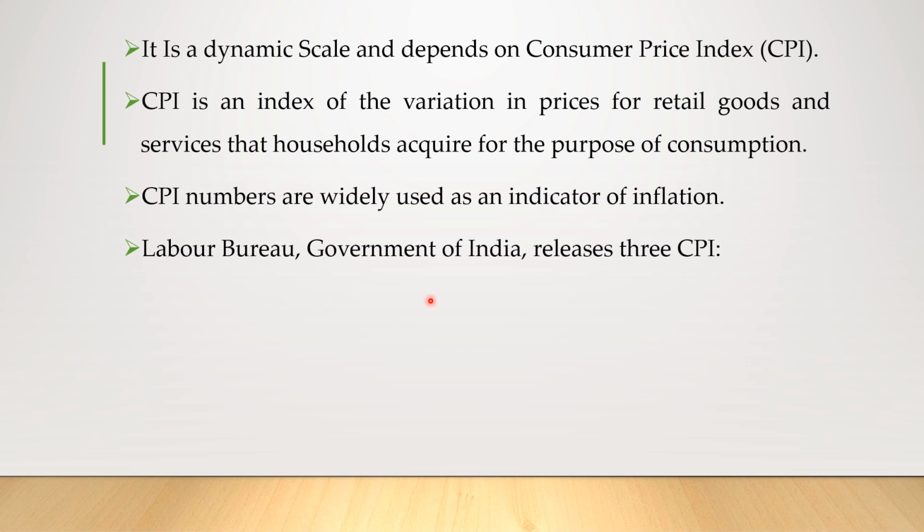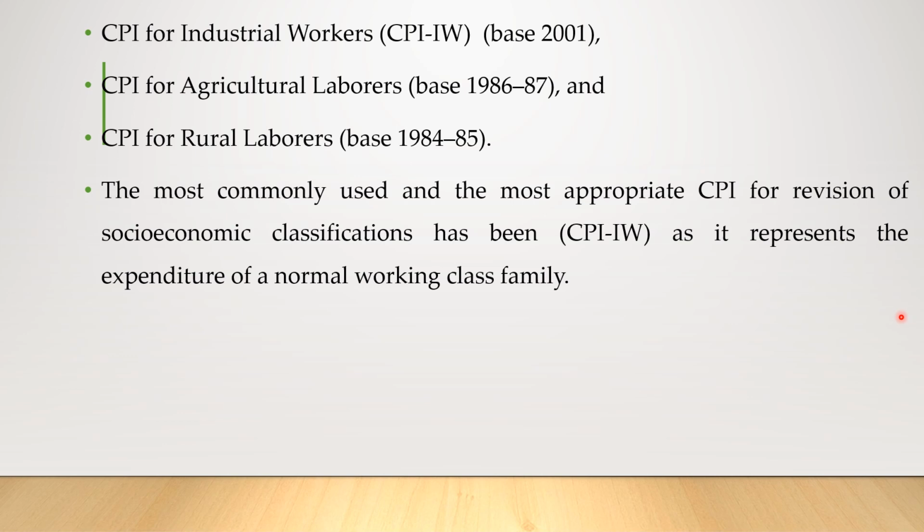In India, the Labour Bureau releases three consumer price indices. One is the consumer price index for industrial workers, another is the consumer price index for agricultural laborers, and the third is the consumer price index for rural laborers. The most commonly used and most appropriate one for revision of socioeconomic classification has been the consumer price index for industrial workers, because it represents the expenditure of a normal working class family.